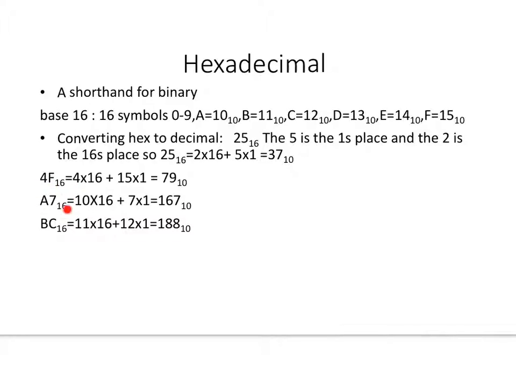Okay, the next one is A7, hexadecimal. A, recall, is 10. So it's going to be 10 times 16, which is 160, plus 7 times 1, which of course is 7, or 167. And the last one, BC. B is equivalent to decimal 11, so that's going to be 11 times 16, plus C, which is equivalent to decimal 12, 12 times 1. So that comes out to be 188.